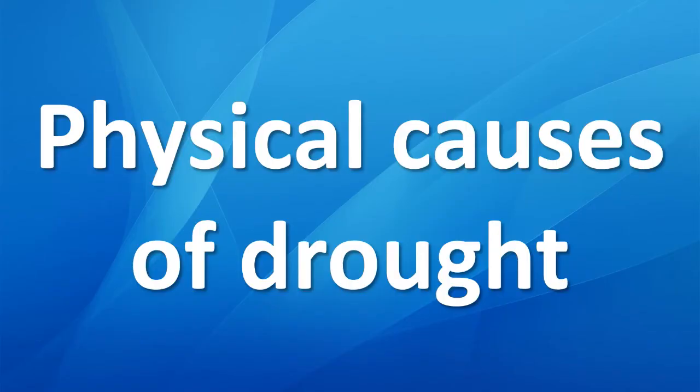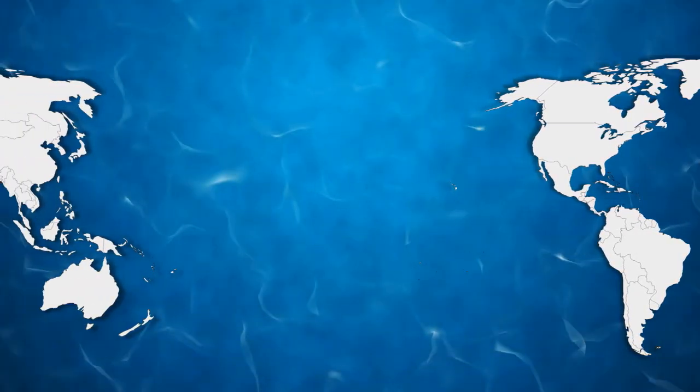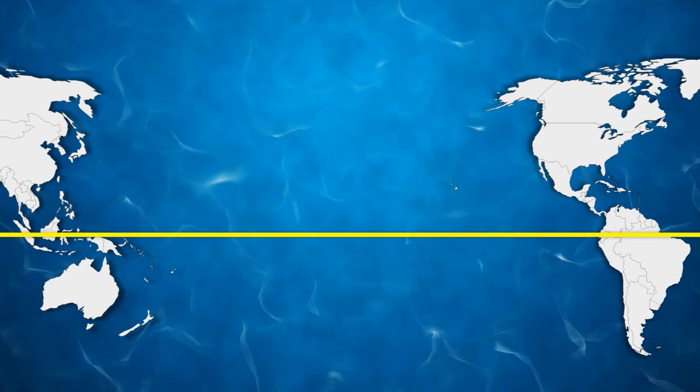But now we're going to be looking at the physical causes of drought. We saw the human causes, but now let's look at the physical. Before we do that, let's look at the normal conditions. So, if this is the world, the main causes, the physical causes of drought are found in the Pacific Ocean. To assist us, first let's mark the equator line. So that is where the equator is.